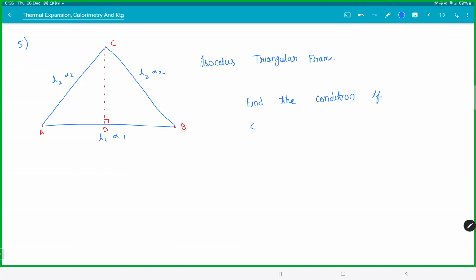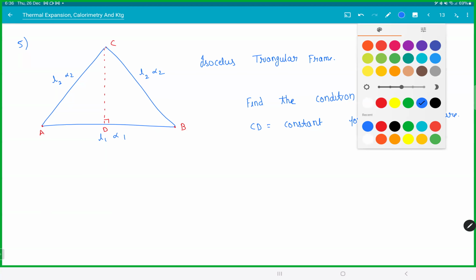If CD remains constant, meaning whether you increase or decrease the temperature, CD should not change. Again, remember, if nothing is mentioned, alpha delta T is very small. You can use your binomial approximations and neglect all the alpha square terms. Just to give you an idea, what do you mean by this?